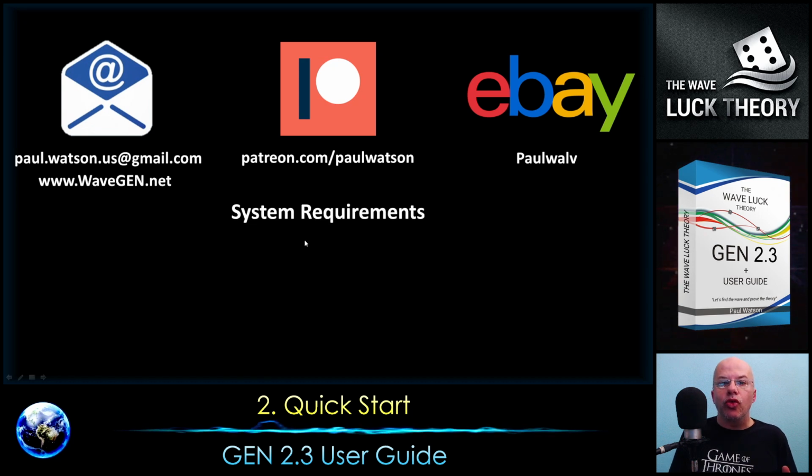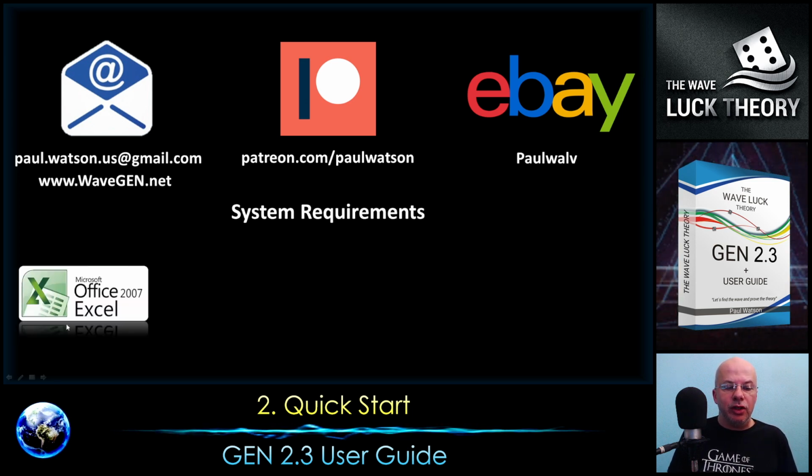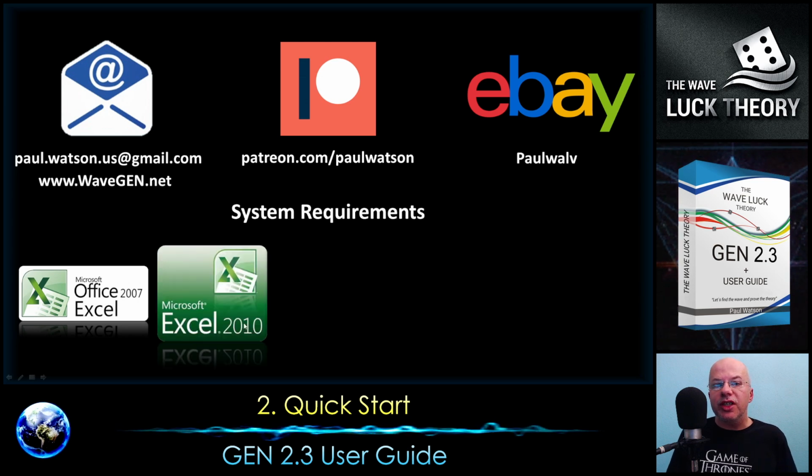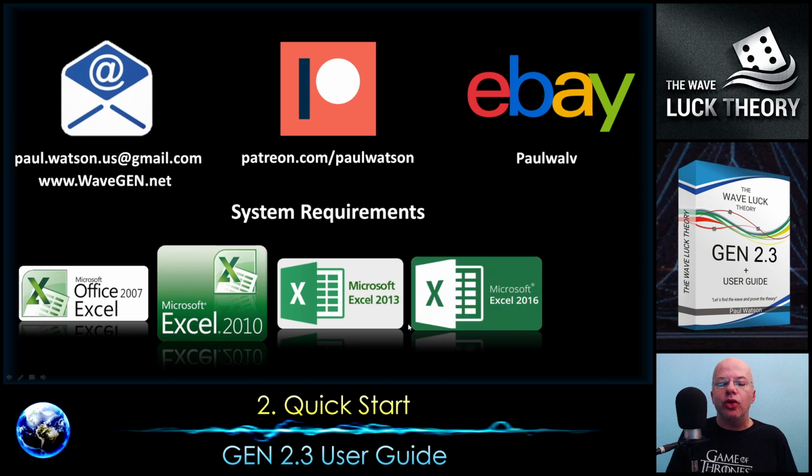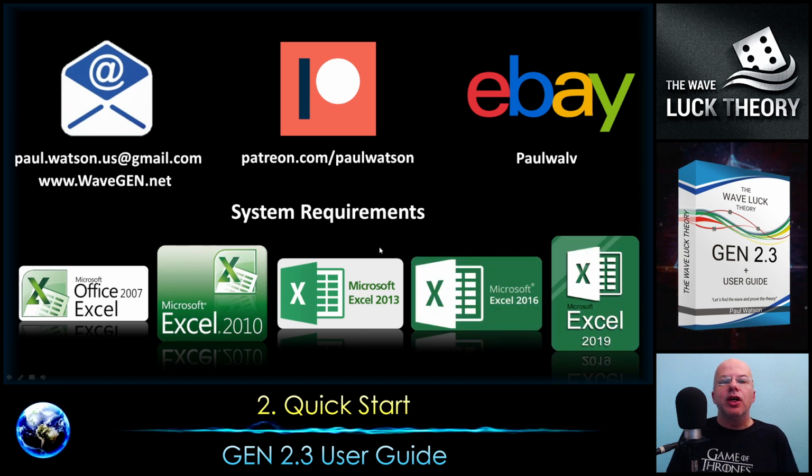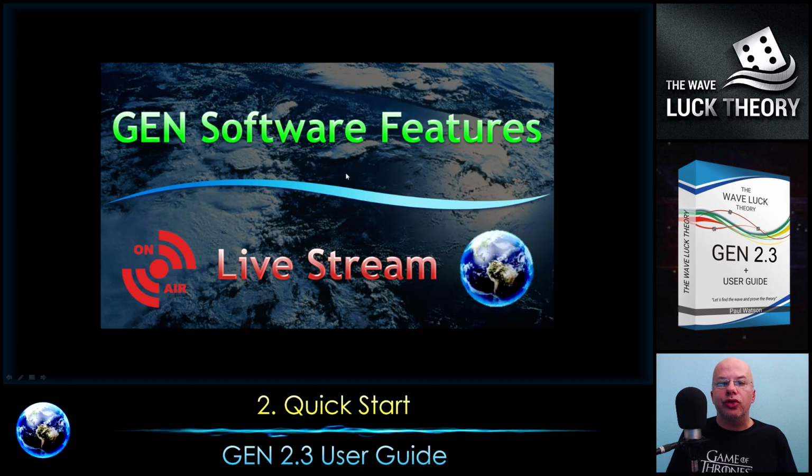In order to run the Gene, you must have Microsoft Excel supporting macros. The oldest can be Excel 2007, the best is Excel 2010, where actually the Gene was developed, and for sure it works perfectly in every new release until today. To know better how to handle the Gene, I recommend to watch the Gene software features video giving you an overview about the Gene and its usage. And now it's time to start.